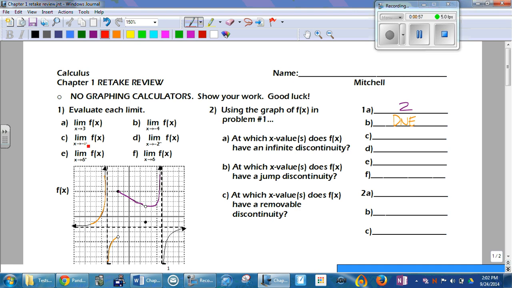For part C, the limit as x approaches negative infinity. So as x keeps going further and further to the left, what's our y value doing? Well, it's flattening out and getting closer and closer to this asymptote, which is at negative 2.